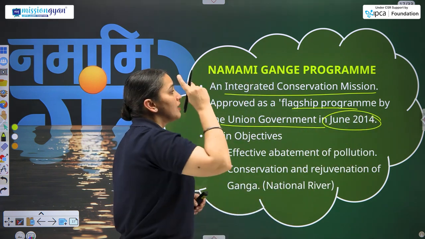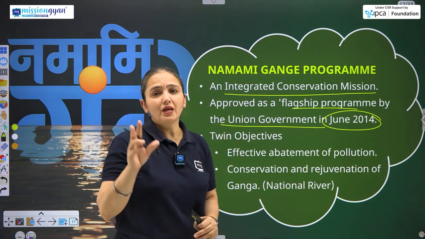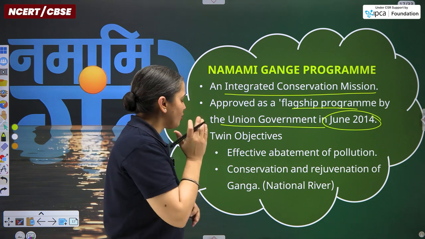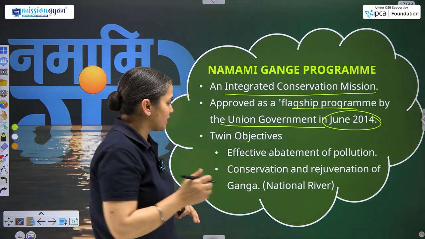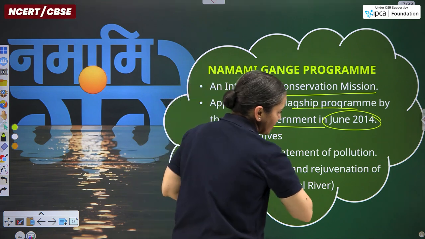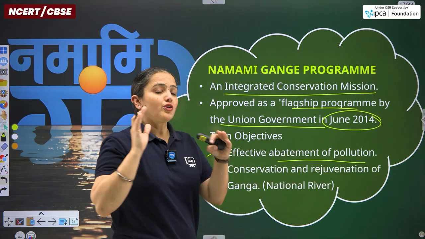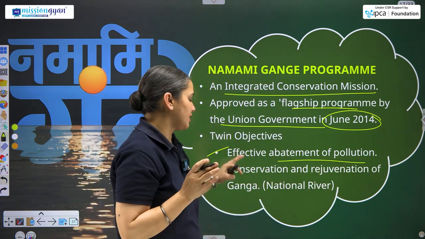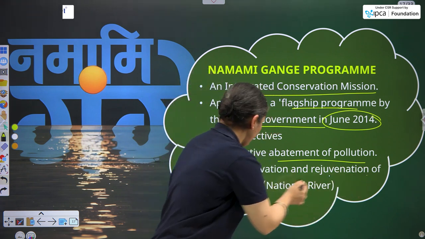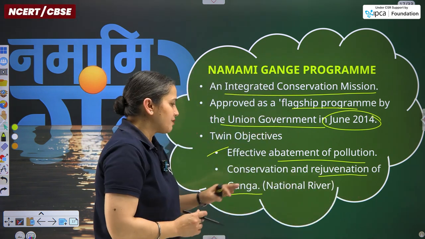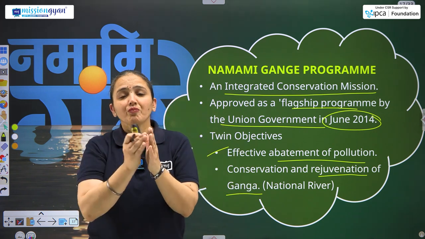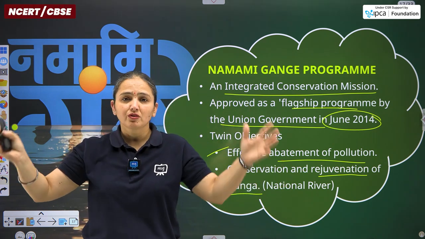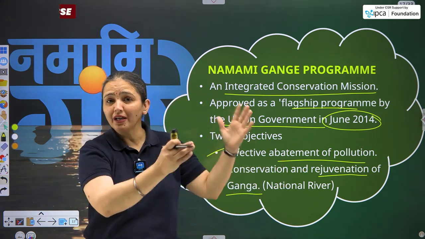This program was based on two objectives. What were those twin objectives? So effective abatement, eradication of pollution, or it should be protected from the pollution part. Then conservation and rejuvenation of the Ganga. Conservation to protect it, to protect its water boundaries. It should not provide its water out of the limits. If it will go in the confined passage.